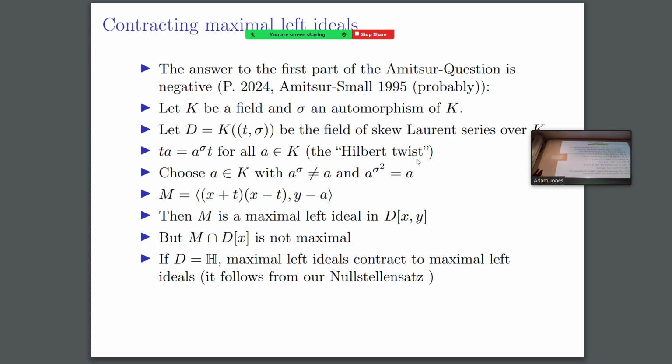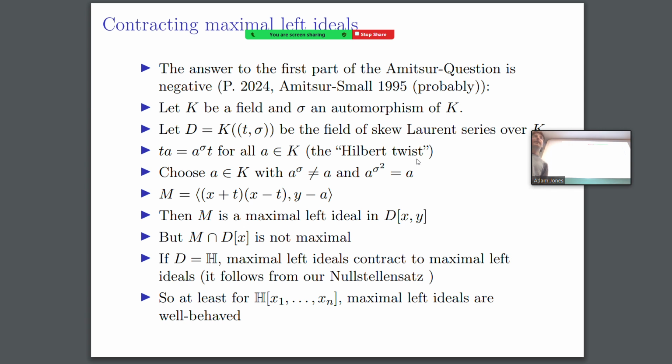However, I should mention that I was forced to use this kind of complicated ring, and you cannot write a counterexample with any underlying division ring that you'd like. In particular, if you ask this question for the quaternions, then the answer is positive. Over the quaternions, it is true that maximal left ideals contract to maximal left ideals, which is very good news, again, because we want to develop some dimension theory. This is actually a consequence of our Nullstellensatz, and I will not show the details.